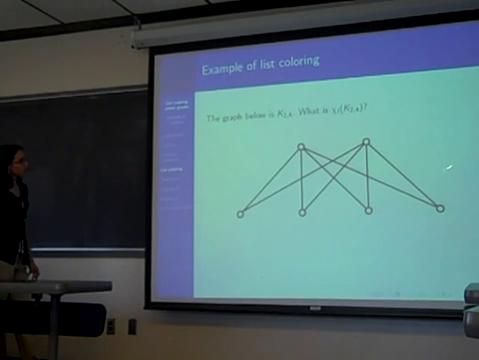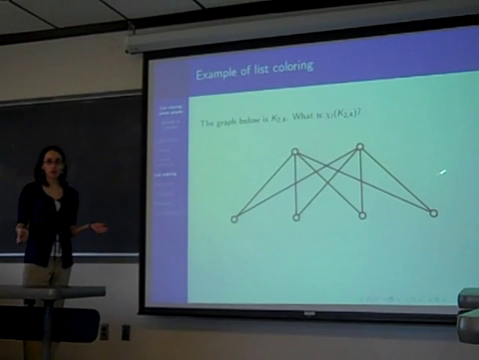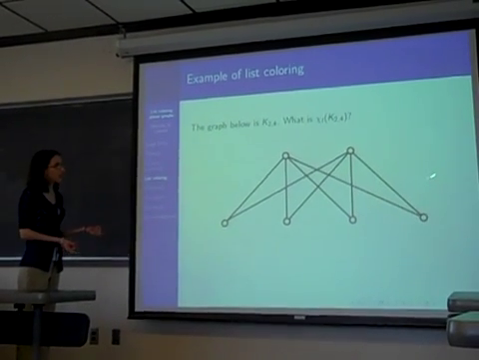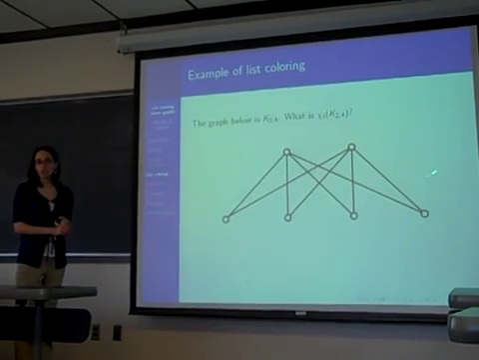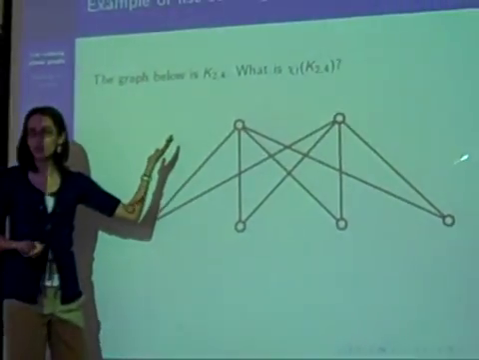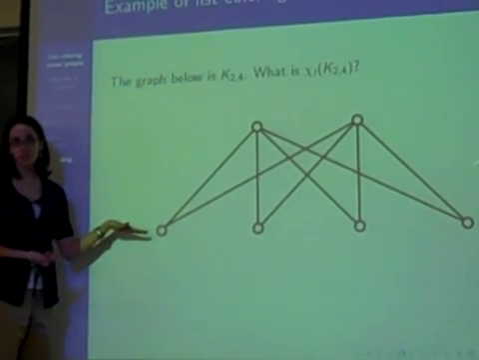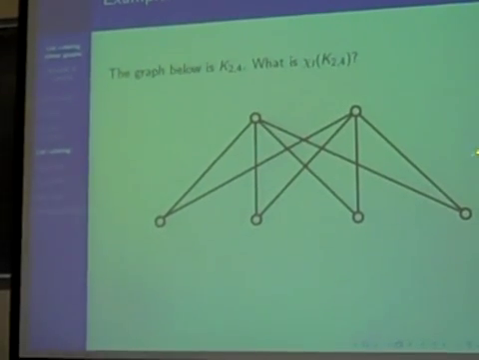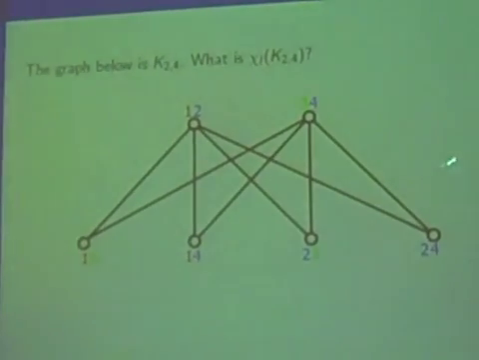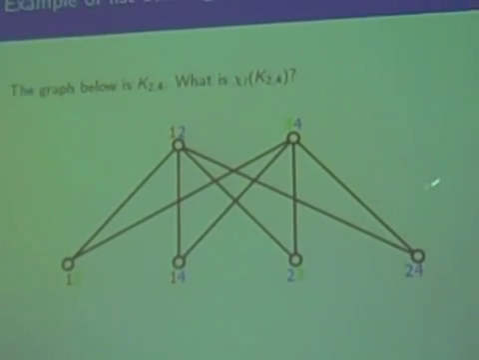So if we think about what the chromatic number would be, we can see that 2 colors would be enough, because we could let both of these vertices be the same color, and all of these vertices could be another distinct color. So 2 colors is enough. So let's start there for looking at what the list chromatic number would be. So let's assign these lists to these corresponding vertices and see what happens.